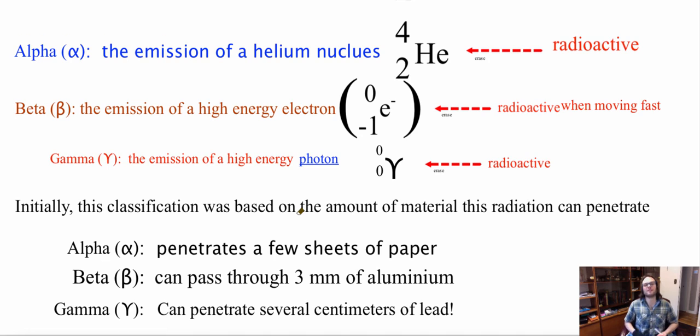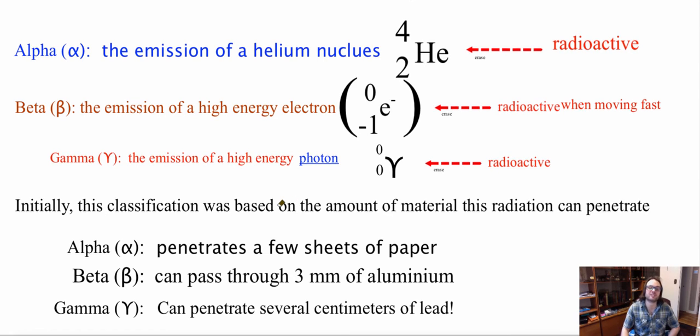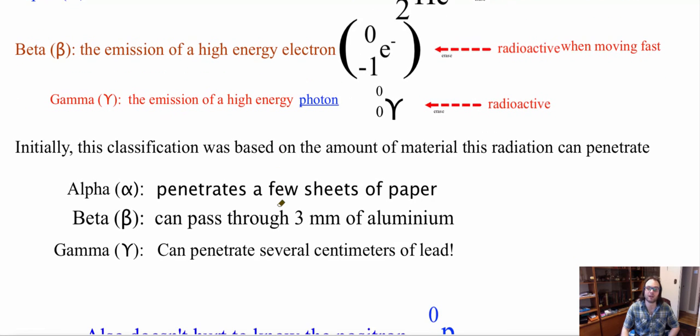So originally they classified these radiations based on what they could penetrate and how far. Alpha was only able to penetrate a few sheets of paper. Beta was able to go through 3 millimeters of aluminum. And gamma can penetrate several centimeters of lead.